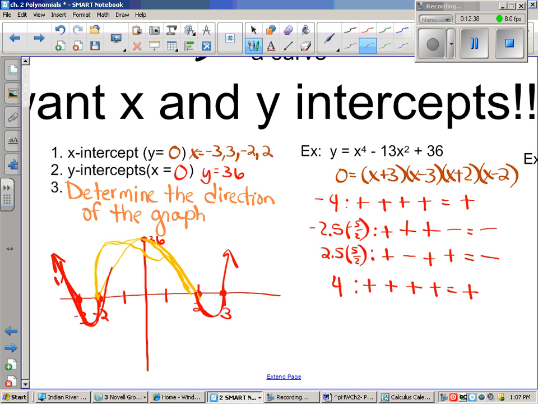So your graph, in essence, looks like that. And there you have it. And that's how you sketch a graph.